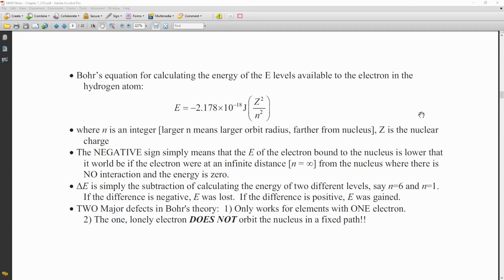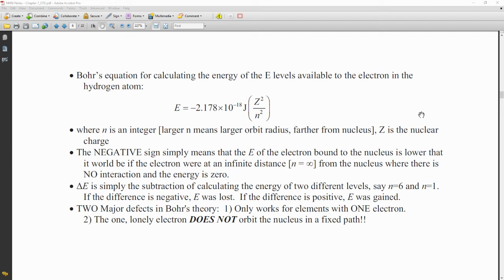And again, you can see that, with the last two bullets there, delta E is simply the subtraction of calculating energy at two different levels. So as we are going from a higher energy level, or a more distant energy level from the nucleus, down to a lower or closer energy level to the nucleus, we actually get energy being released.